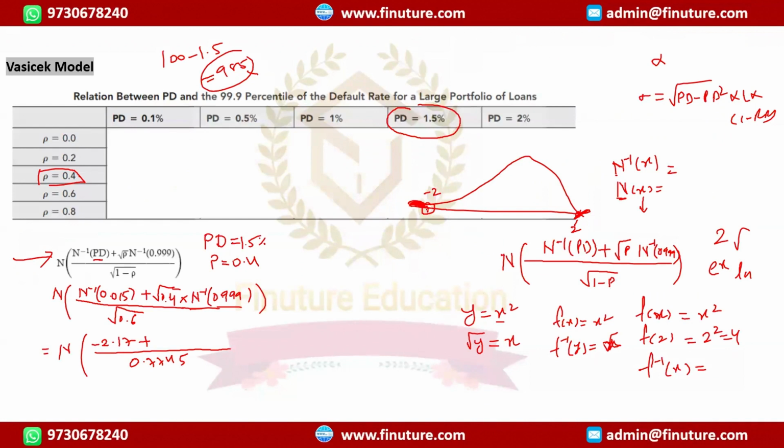because I am looking for 1.5 and the table gave me the value for 98.5. These are mirror images. 1.5 and 98.5 are mirrors around the 50th percentile. It's normally distributed, so these are mirror images.